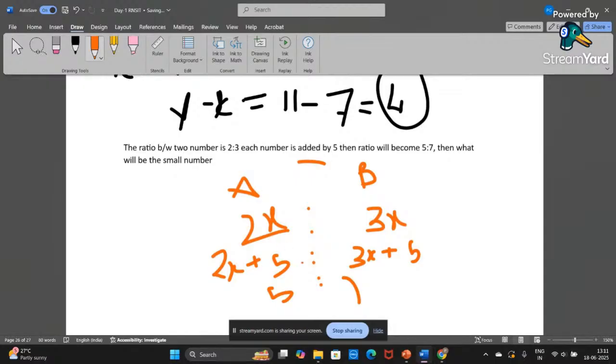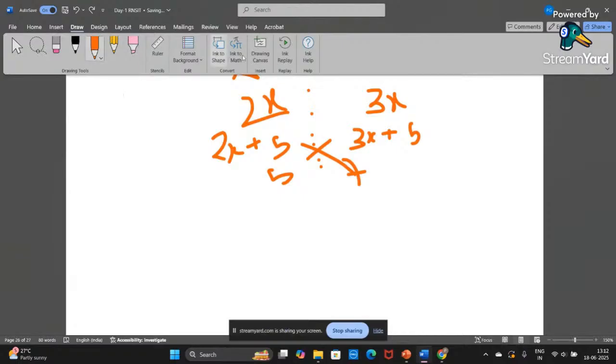So next, you have to do the cross multiplication. By doing cross multiplication, 2x plus 5 into 7, it is 14x plus 35, equals 3x plus 5 into 5, because we are doing cross multiplication, 15x plus 25.